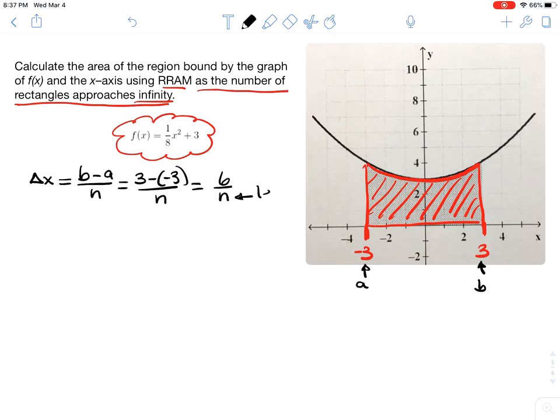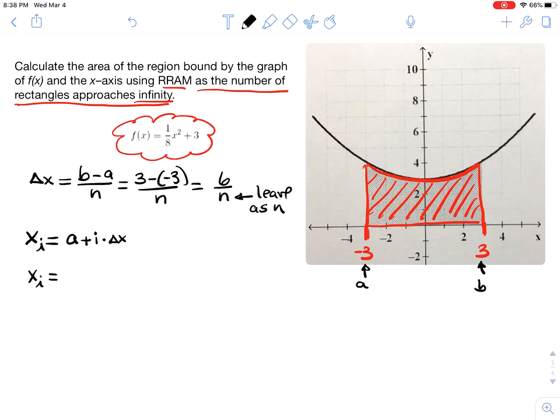And we leave this as n because infinity is not a number we can plug in for n. So we will have to introduce limits to evaluate this. After delta x, we want to find the generating function for the x coordinates. We call that the x sub i function. And for RRAM, x sub i is defined as a plus i times delta x.